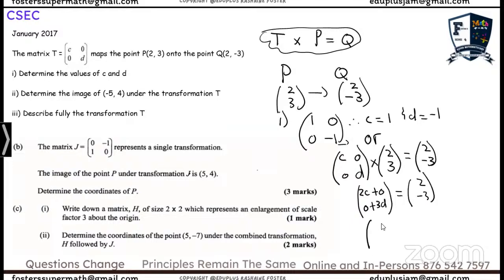What do I get now? That gives me 2C and that gives me 3D. And what is that equal to? 2 and -3. Do we remember what is supposed to happen here? These are called equal matrices. Remember, we have done all of these things. When two matrices have the same order and they're equal to each other, the corresponding elements are equal.